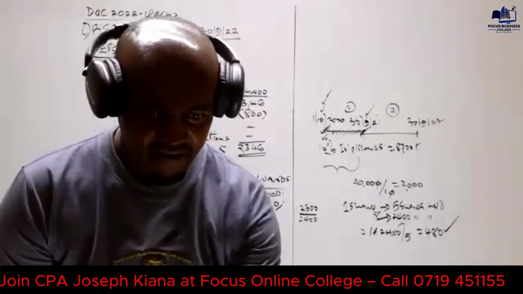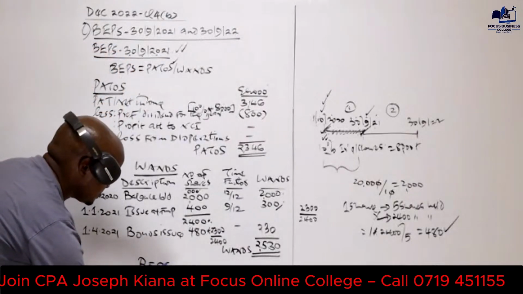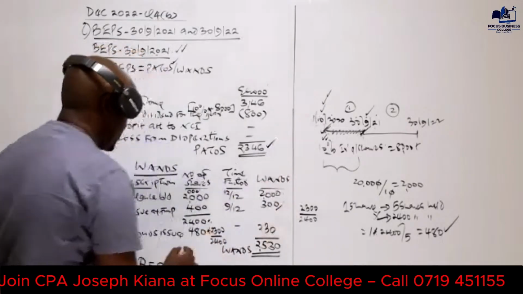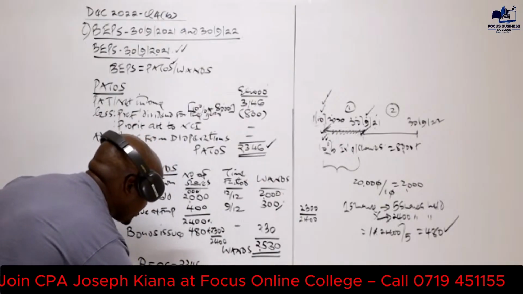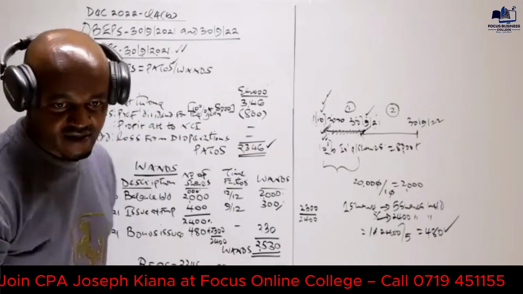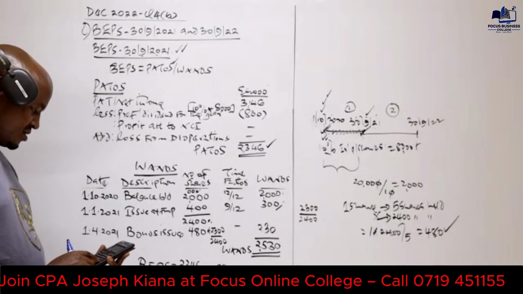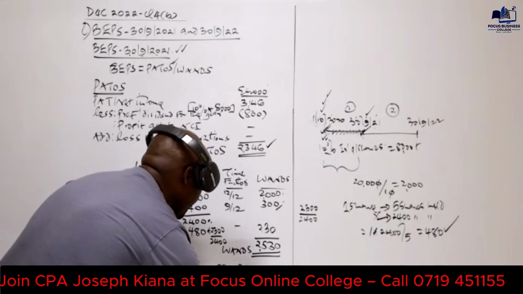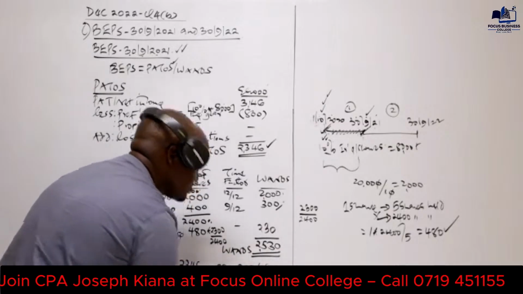2530. Confirm whether you're getting 2530. Yes, 2530. So we compute the basic earnings per share by taking the profit attributable to ordinary shareholders, 2346, divided by the weighted average number of shares, which is 2530. So this one will give us 2346 divided by 2530, which is 0.927 shillings per share.